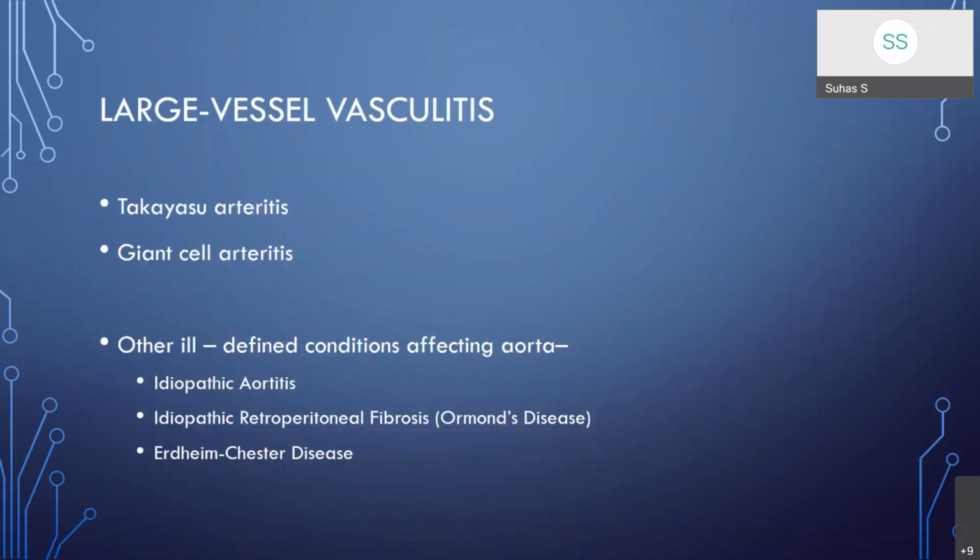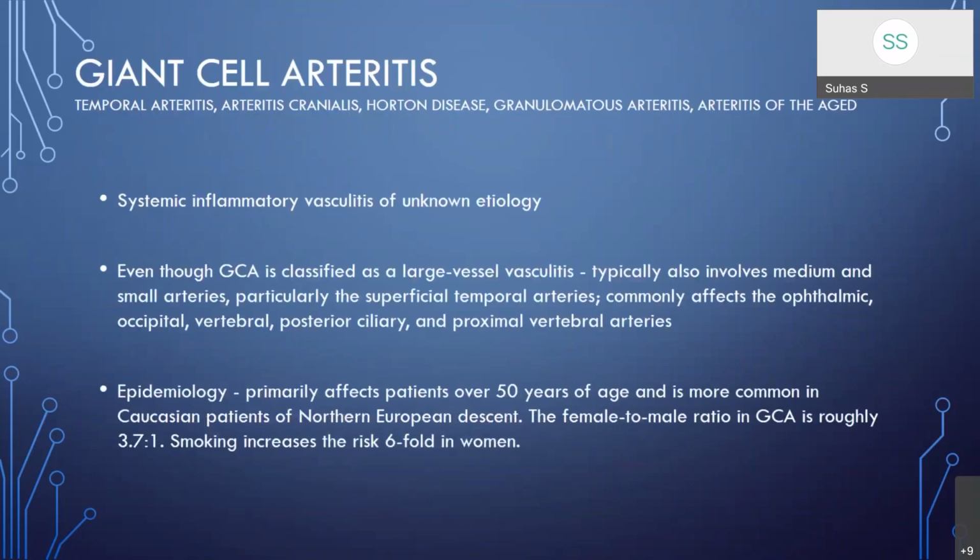Coming to large vessel vasculitis, we have two primary disorders, that is Takayasu arteritis and giant cell arteritis. There are other ill-defined conditions which affect the aorta. For the sake of making an easy discussion, I'll discuss these also with the same group. Takayasu arteritis is a different topic by itself, so I believe it is going to be discussed in the coming classes, so I'm not discussing much about it. I'll start with giant cell arteritis.